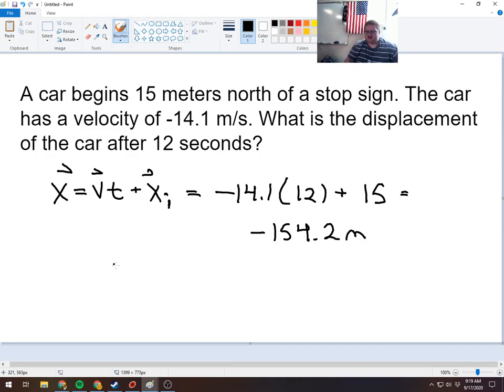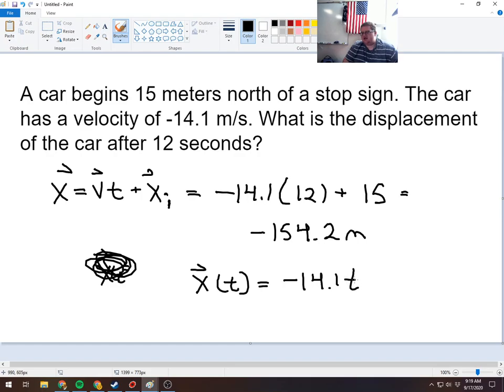And once again, we have this generic equation we could write, and this is going to become very important in our second unit when we talk about projectile motion. This object's displacement at any given time, you can think of this as a function. Sorry, let me rewrite that. The displacement as a function of time is going to be equal to, for this object, negative 14.1 times your time, and again, that has to be in seconds, plus 15. So there you go. That's a function. That's your equation.